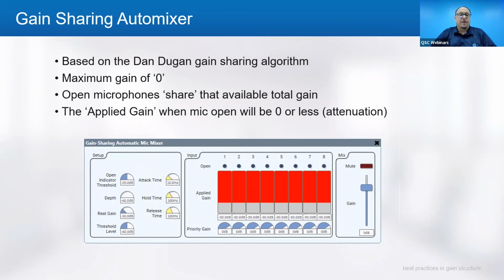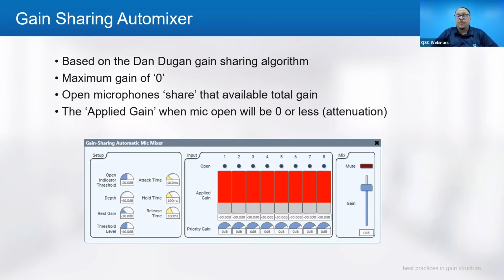The gain sharing auto mixer, for most conferencing applications, 99.9% of the time, I typically use a gating auto mixer. The gain sharing auto mixer, in my workflow, is used for live microphones that are being voice lifted or something like that into a room. They just operate a little differently.